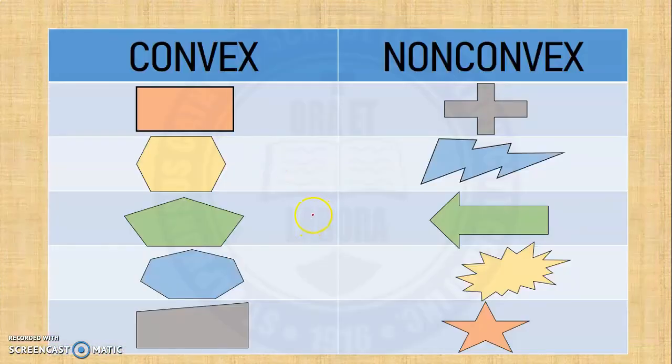Now, what we have here on the left side, or in the first column, are examples of convex polygons, and on the right are examples of non-convex polygons. Now, first, why is this a convex polygon? Okay, let's try to extend all the sides of this polygon. So this will become this one.